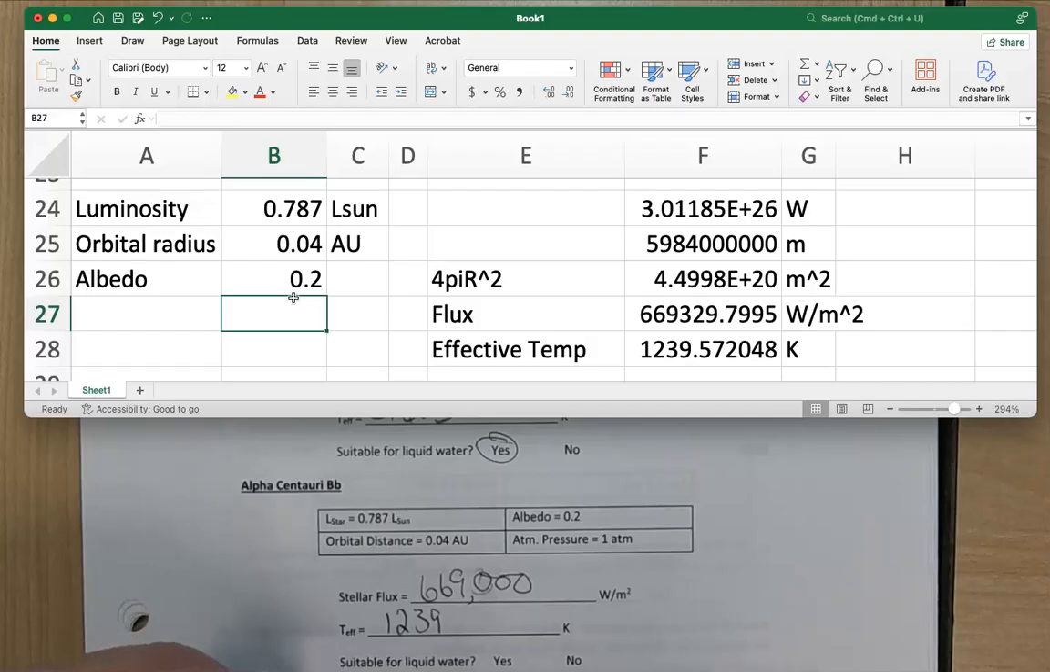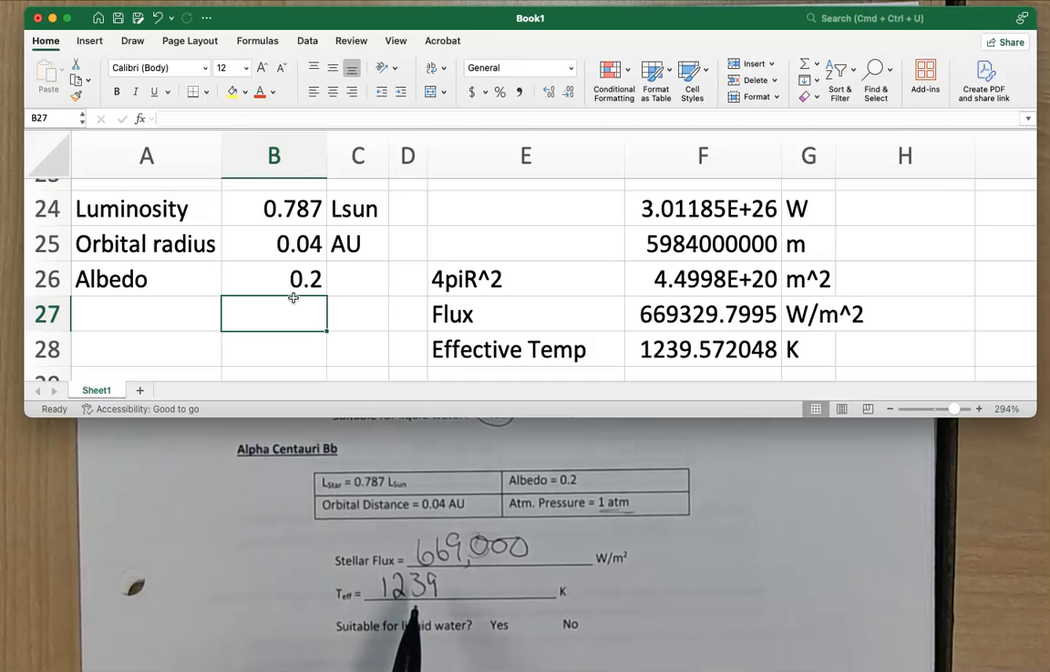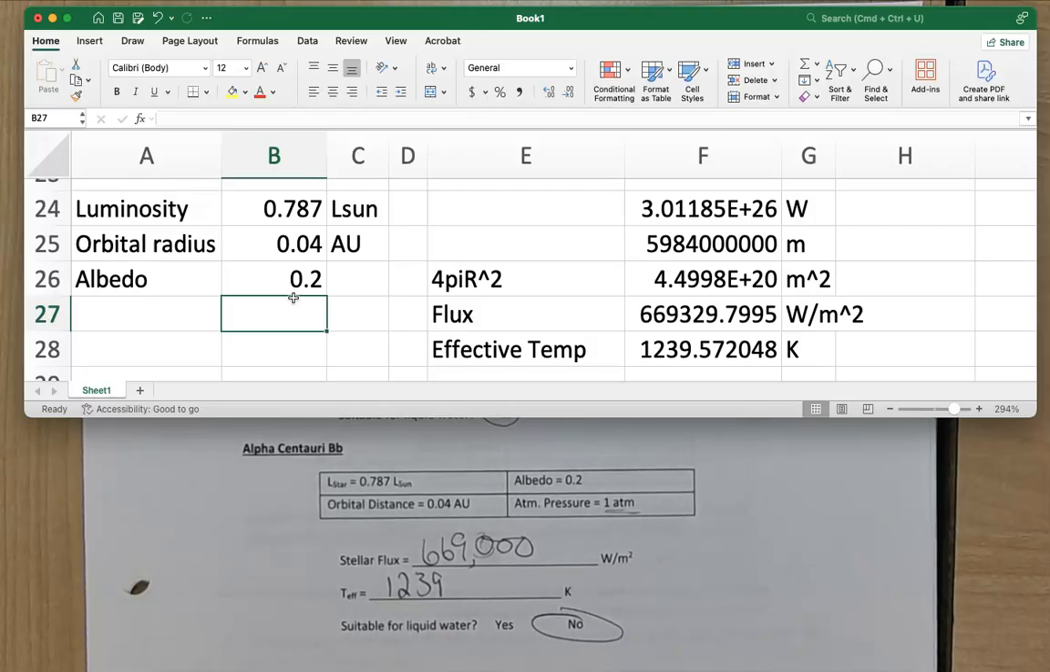What's water like at 1 atmosphere, right? At 1 atmosphere, water freezes at 273 and it boils at 373. So this is well above the boiling point for water under 1 atmosphere of pressure, which means this is not suitable for liquid water, way too hot.